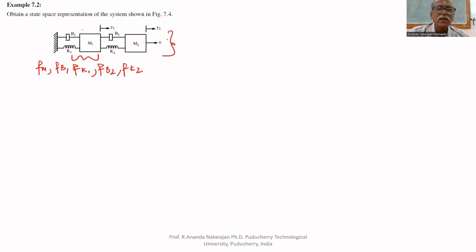Similarly, forces acting on m2 are f of t, u of t, Fb2, Fk2, Fm2. Displacement in the first mass is y1, and the displacement in the second mass is y2.